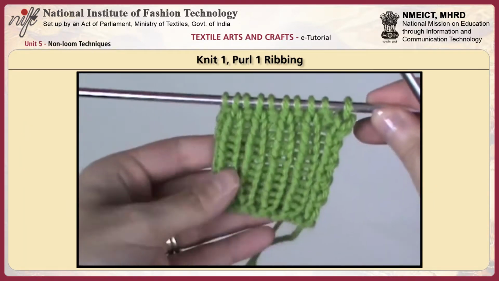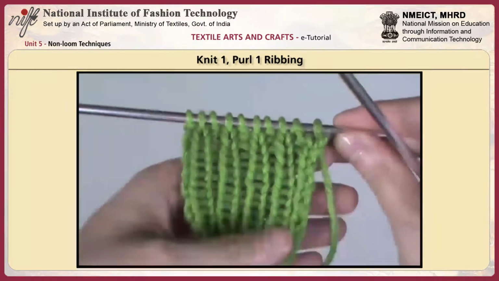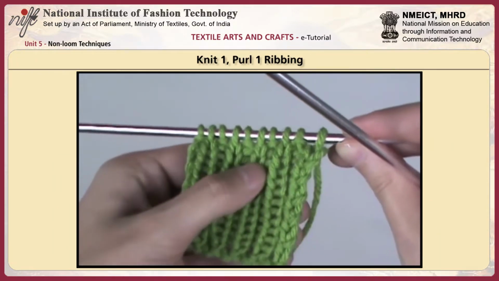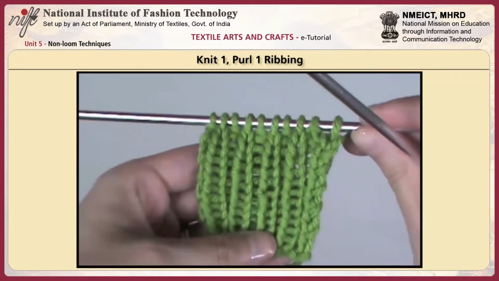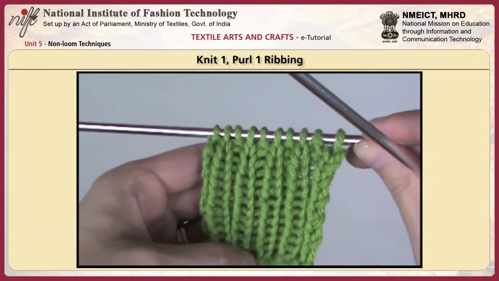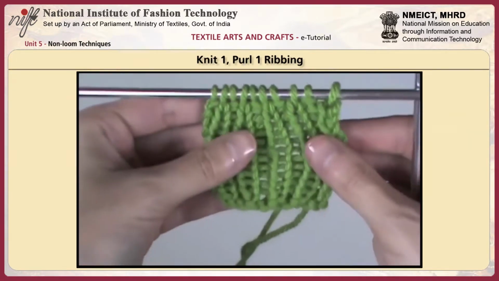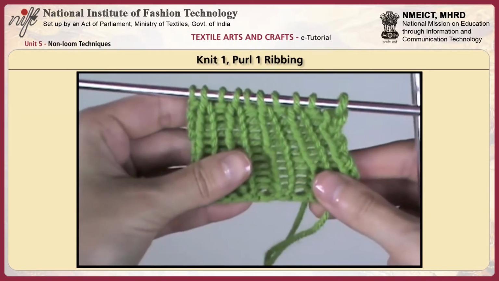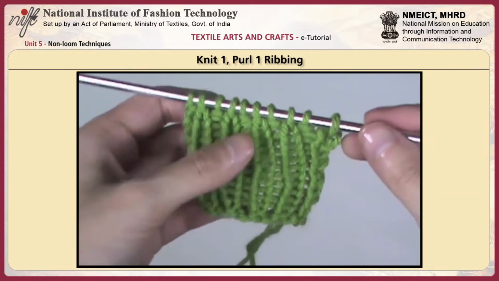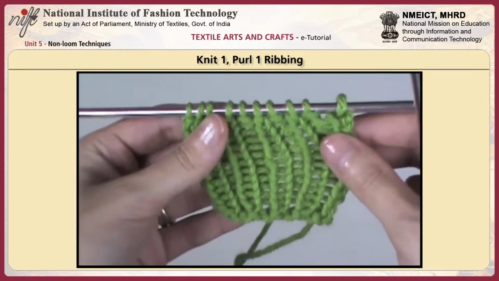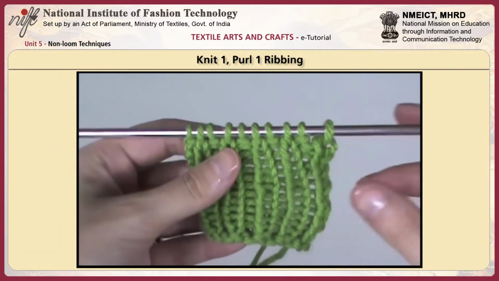Okay, so here I've done a few more rows and kind of finished my swatch just so you can get an idea of what it looks like. So here you can see it's all columns of knits here and all columns of purls here, and it's reversible, and it's also very stretchy. So that's why it's used a lot of times for things like cuffs and shaping and things like that, because it does help things fit nicely.